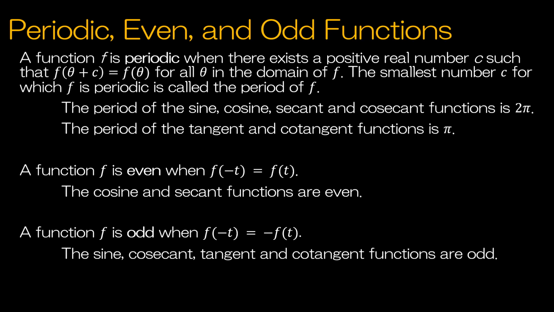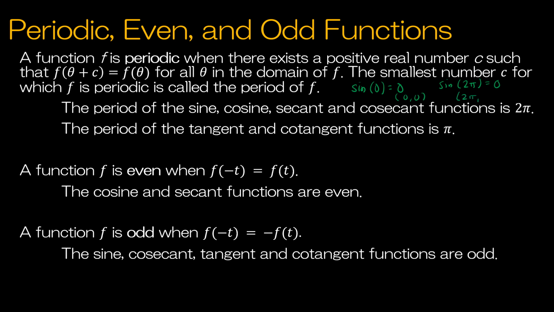We talked briefly about what a periodic function is when we talked about the range of sine and cosine. But a function is periodic when there exists a positive real number c, such that f of theta plus c is the same as f of theta. So let's stop for just a moment. Remember when we looked at sine of 0. Sine of 0 was 0. It went through the point (0, 0). Sine of 2 pi was also 0. Remember we said it kind of did its thing and it returned back to 0.